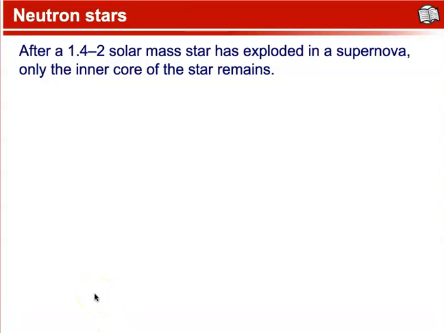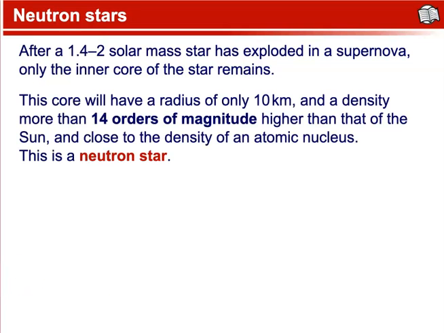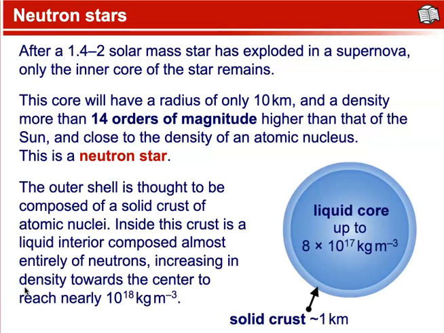Neutron stars. After a 1.4 to 2 solar mass star has exploded in a supernova, only the inner core of the star remains. This core will have a radius of only 10 kilometers and a density more than 14 orders of magnitude higher than that of the Sun, and close to the density of an atomic nucleus. This is a neutron star.